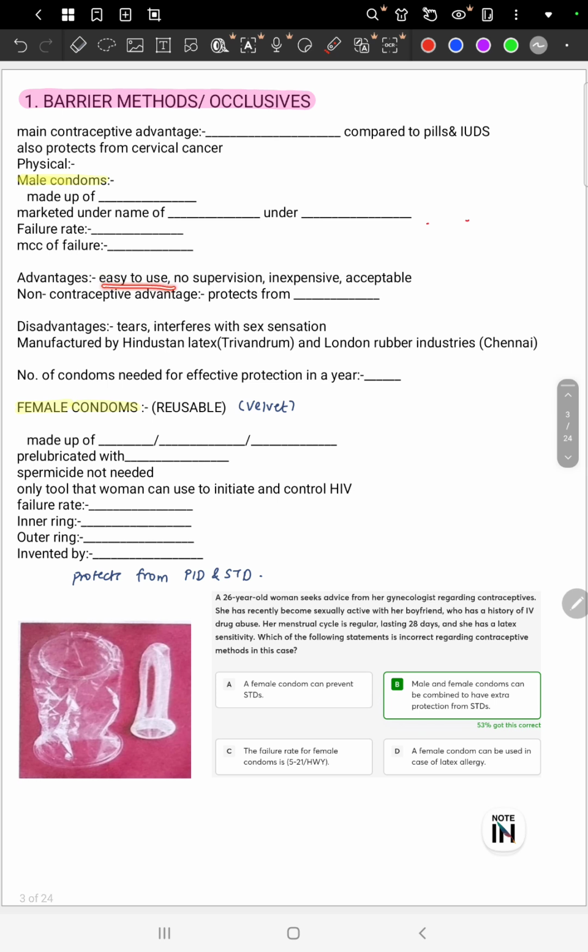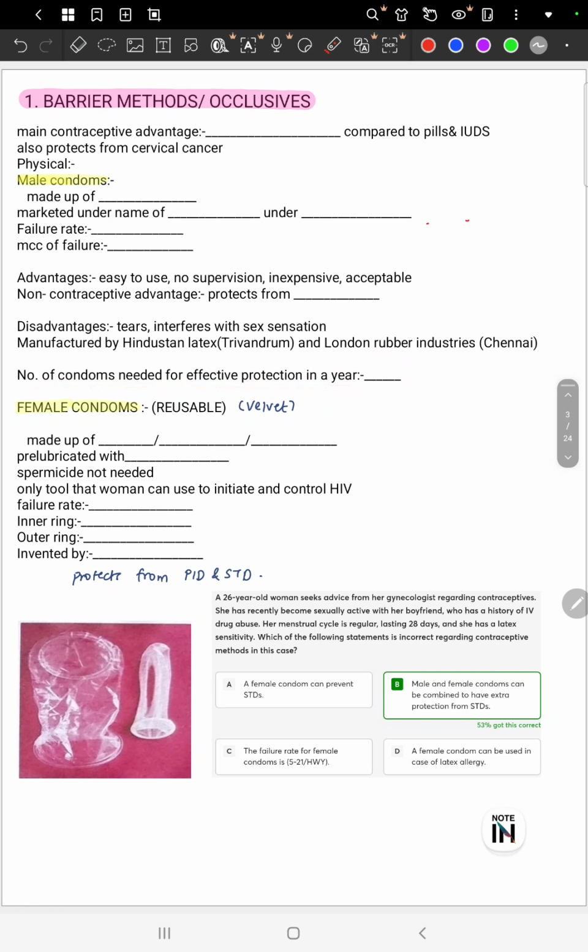The advantage is it is easy to use, no supervision is required, and it is inexpensive. The non-contraceptive advantage is that it protects from STDs, very important, as well as pelvic inflammatory diseases. Disadvantages: it tears and interferes with sex sensation. It is manufactured by Hindustan Latex, Trivandrum and London Rubber Industries in Chennai. The number of condoms needed for effective protection in India, this is very important, is 72.